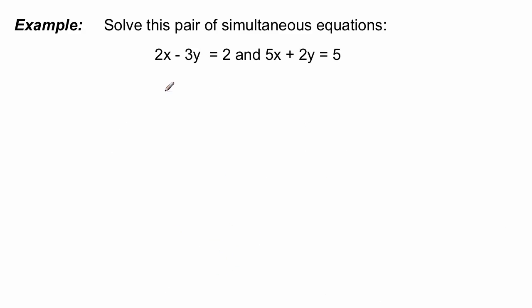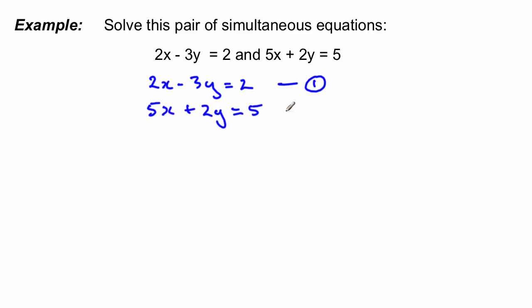Let's have a look at how we'll solve these two simultaneous equations. We'll write the first one down, 2x minus 3y equal to 2. We'll call that number 1. We'll look at 5x plus 2y equal to 5, and we'll call that number 2. And we'll notice that 5 and 2 are not the same and 3 and 2 are not the same, so we've got to do something to make these coefficients the same, at least one pair of coefficients the same.